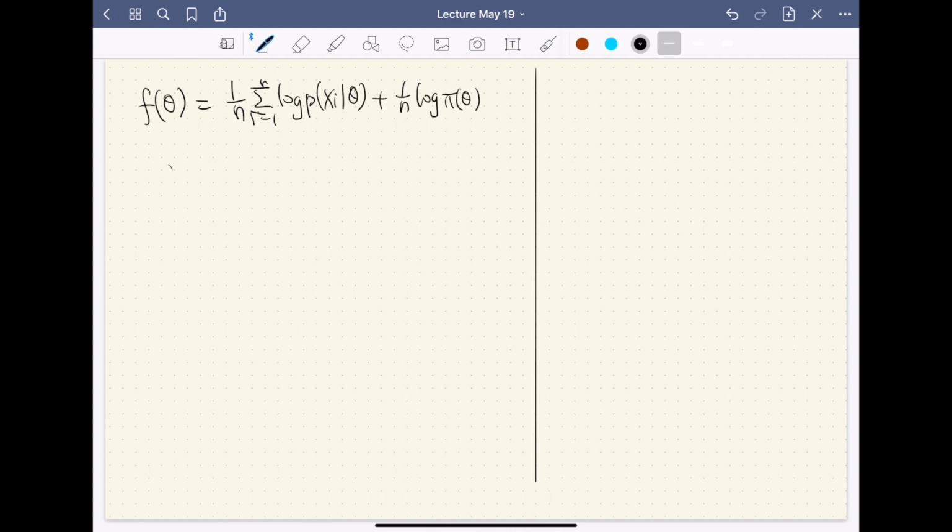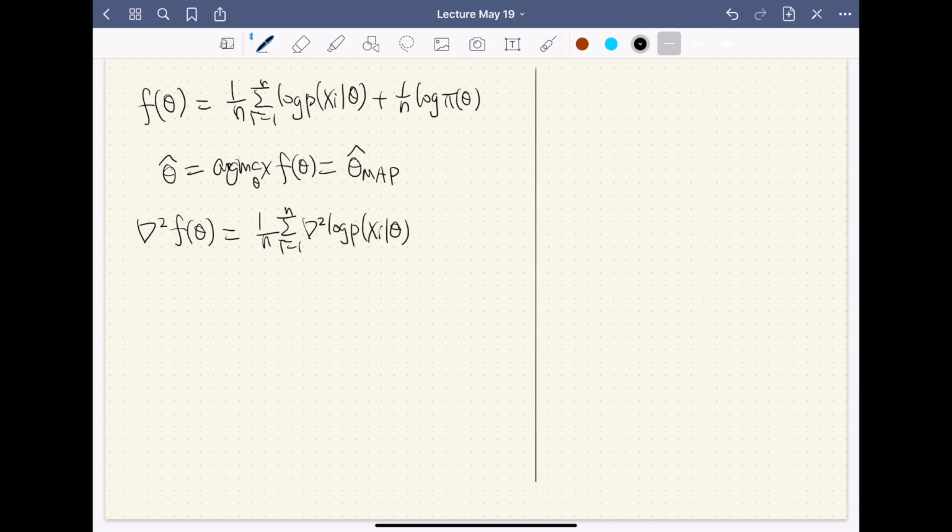So now, what is the maximizer of this function? This is just the MAP. What about the second derivative? Well, let's take a look. We can take the second derivative of each of the terms in the definition of f of theta.